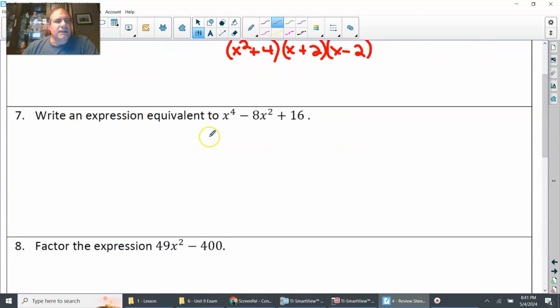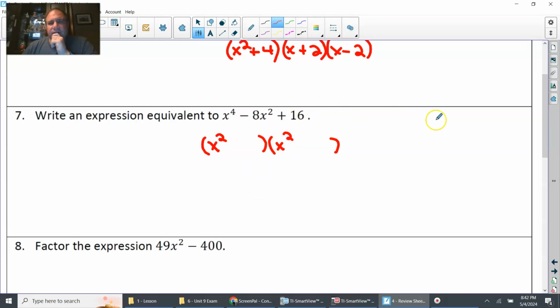All right, so write an expression equivalent to this. Right now I am looking at this and saying x to the 4th minus 8x squared plus 16. They do not have a greatest common factor. Since this is a trinomial, the only other thing I'm going to try to do is break it into two binomials. And I know that since it's x to the fourth, it's x squared times x squared.